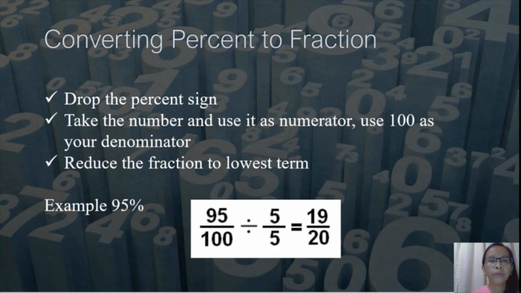Next, we reduce the fraction to its lowest term by dividing the fraction by its greatest common factor, or GCF. And the greatest common factor of 95 and 100 is 5. So we divide 95 over 100 by 5, we get 19 over 20. So 95% converted to fraction is 19 over 20.